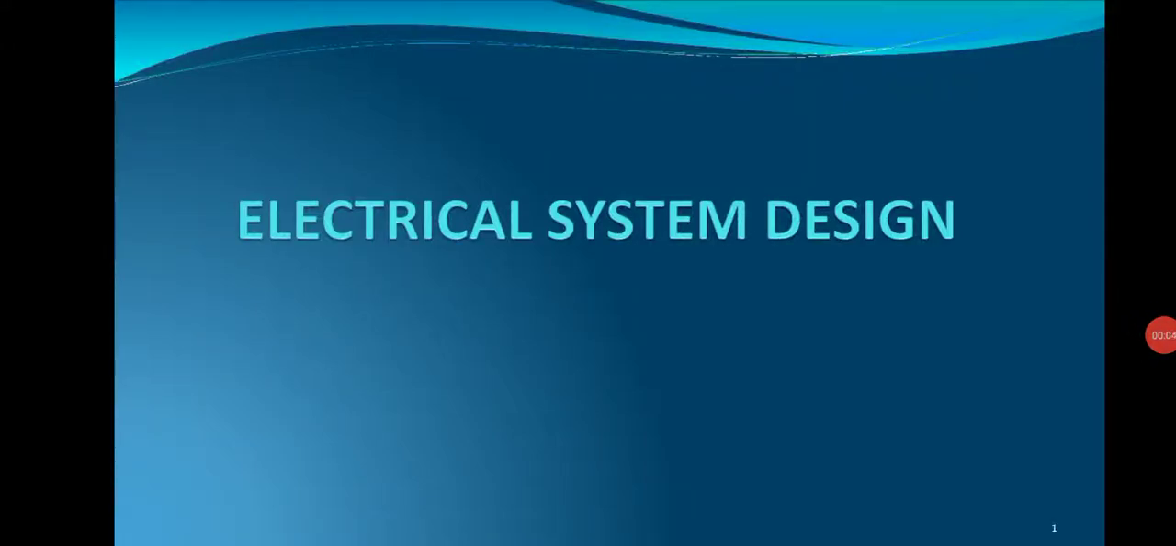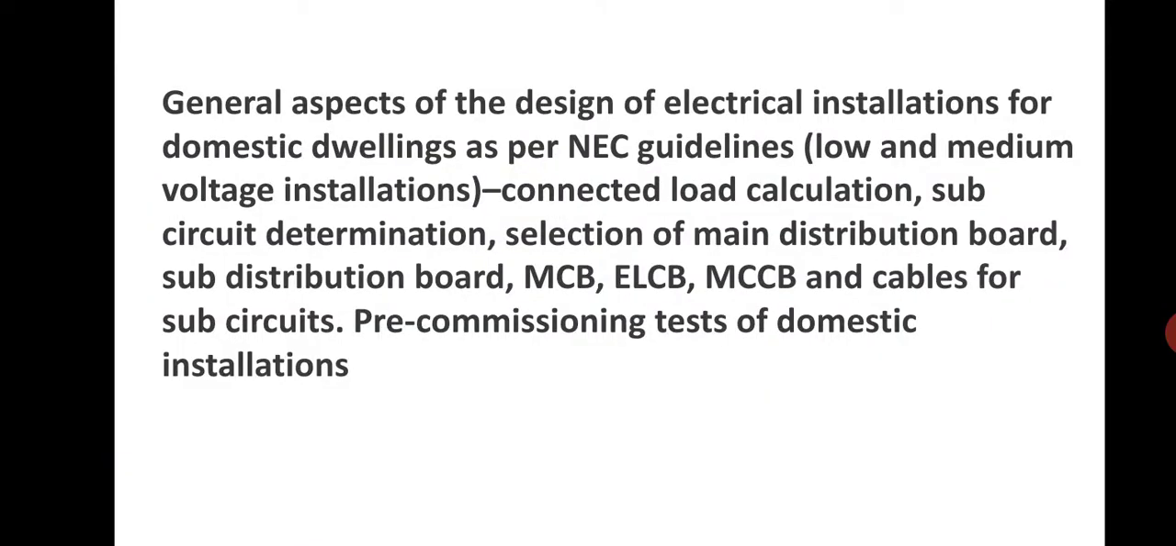In this class we study the electrical system design module 2. So what is module 2? The content of module 2 is general aspects of the design of electrical installations for domestic dwellings as per NEC guidelines, low and medium voltage installation, connected load calculation, sub-circuit determination, selection of main distribution board, sub-distribution board, MCB, ELCB earth leakage circuit breaker, MCCB miniature current circuit breaker, cables for subcircuits, pre-commissioning test of domestic installations.